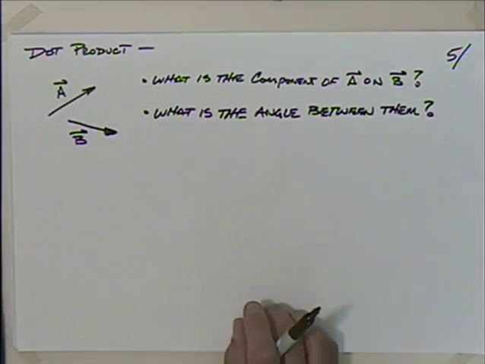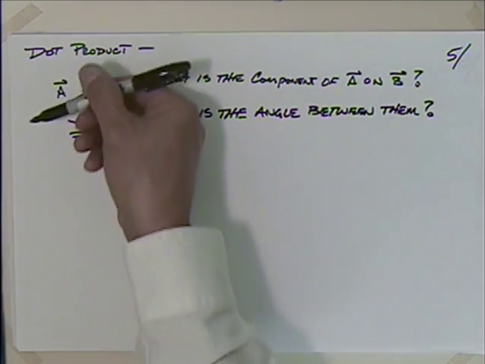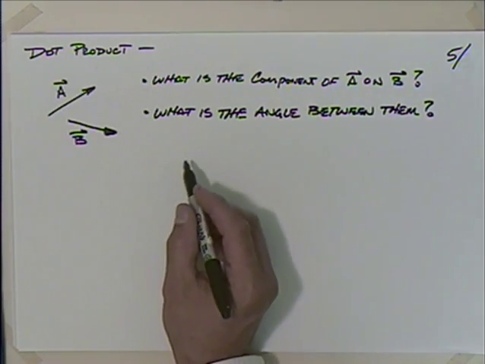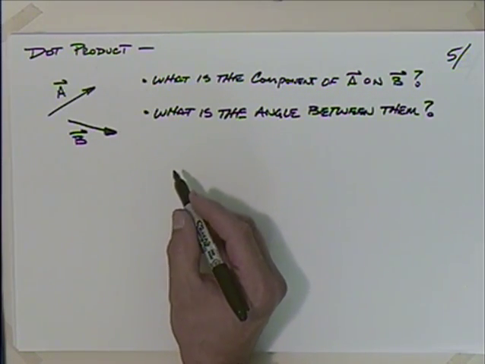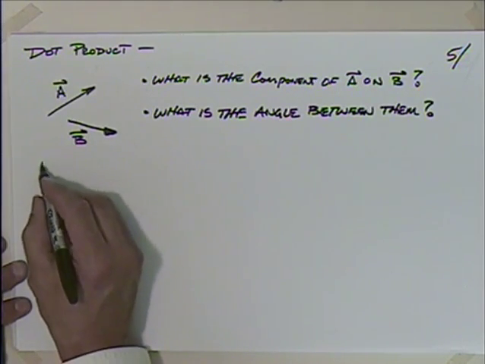What's the angle between them? And this seems very easy. You could lay your protractor here, but remember, these are in space. This A possibly pointing into the paper, B pointing out of the paper. That gets a little trickier. So the dot product is going to be very useful in finding both of these quantities. So let's introduce that dot product.